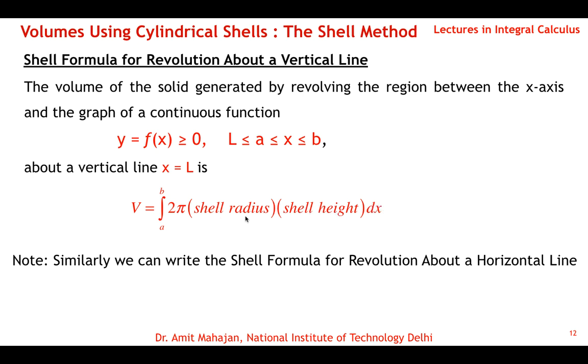Okay, so we are not specifying what is shell radius and shell height. So if you take any point x between A and B, I can calculate the height there, so that will be shell height, and I can calculate the radial distance from x to L, that will be shell radius, and then I can integrate to find the total volume. Similarly, if instead of a vertical line we rotate about a horizontal line, we can write a similar formula, which will be c to d, 2 pi times shell radius times shell height, integrated with respect to y, dy.